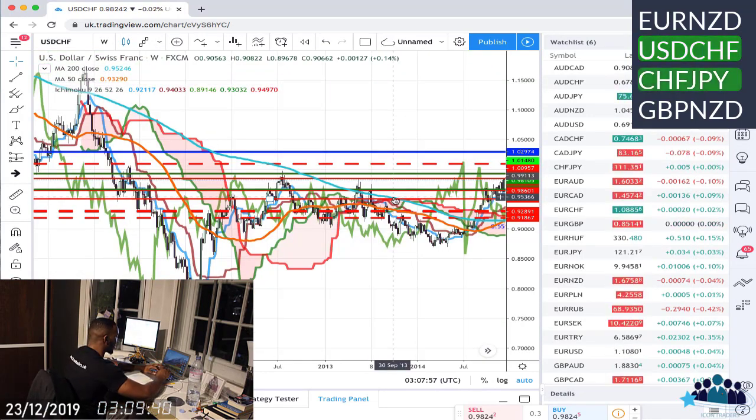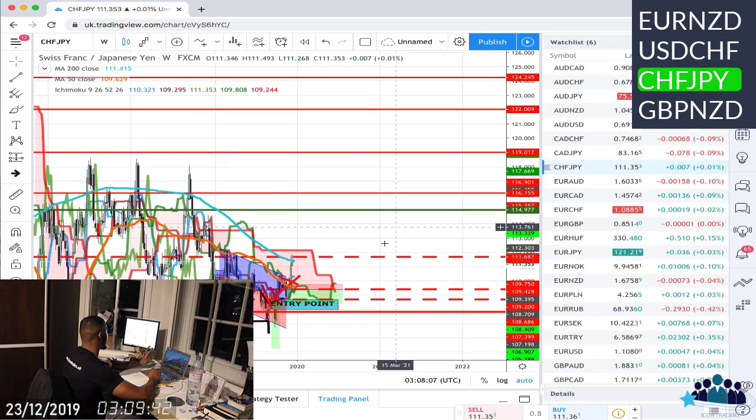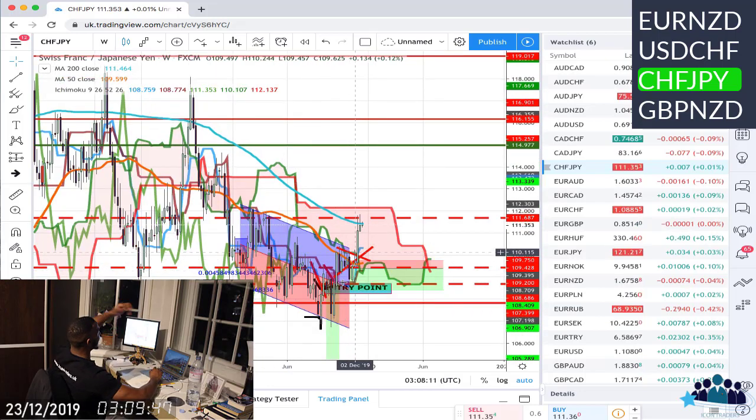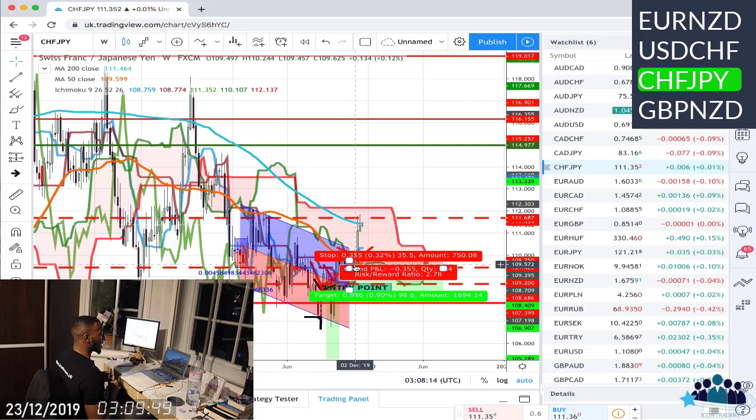CHF JPY. Once again, we saw it in this channel here, but it did break through to the top of the channel and enter the cloud on the week chart. No longer looking at it. So those are the three trades that we were looking at last week, which we're no longer looking at.